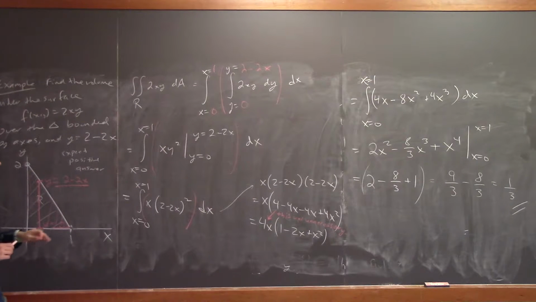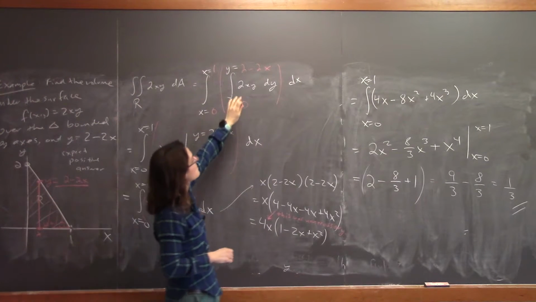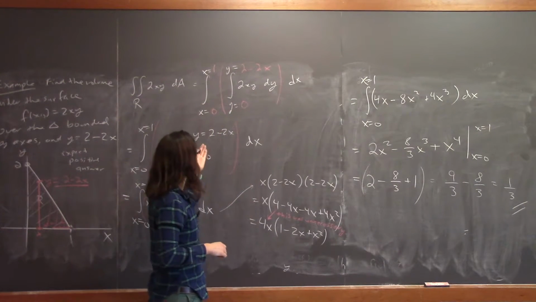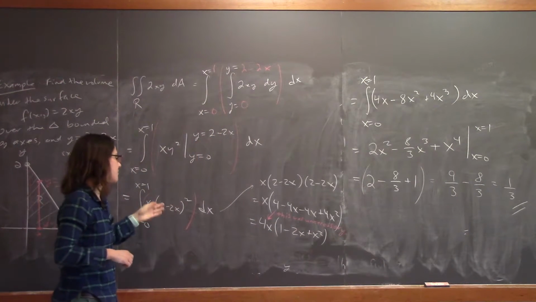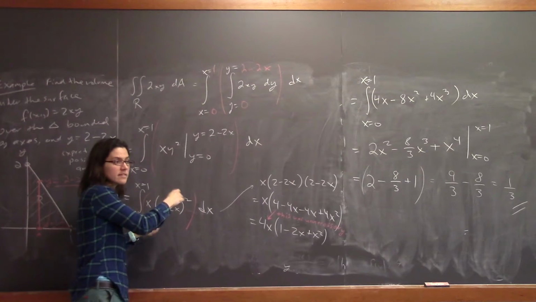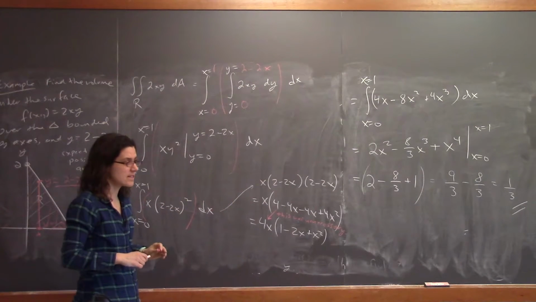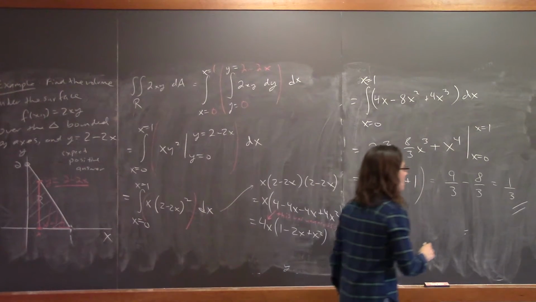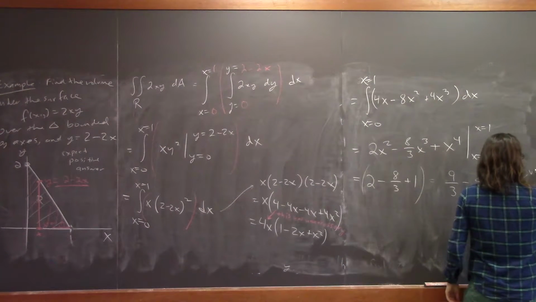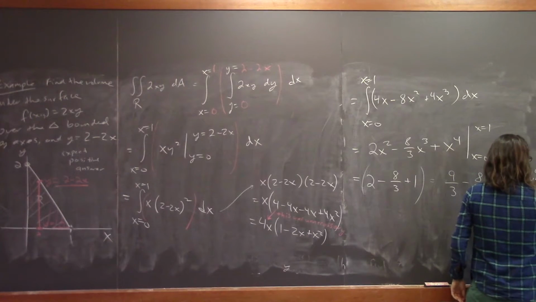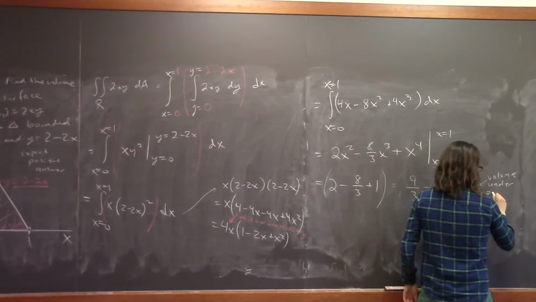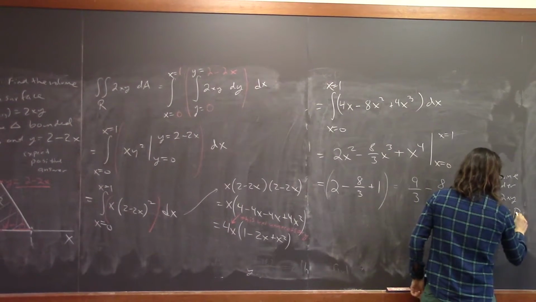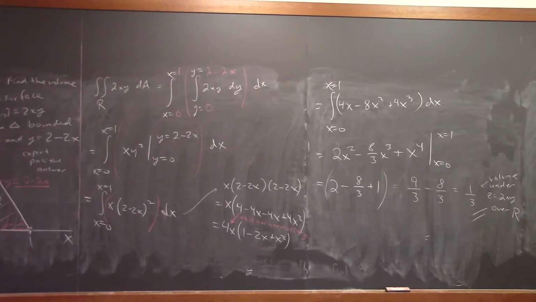Okay. So it was a little bit strange that one of our limits of integration is a function depending on x, but we just plugged it in like anything else. It was a little complicated because we had to square it, but we survived that and then just integrated it as usual. And then we got this volume. So this is the volume under z equals 2xy over our region, which is a triangle.